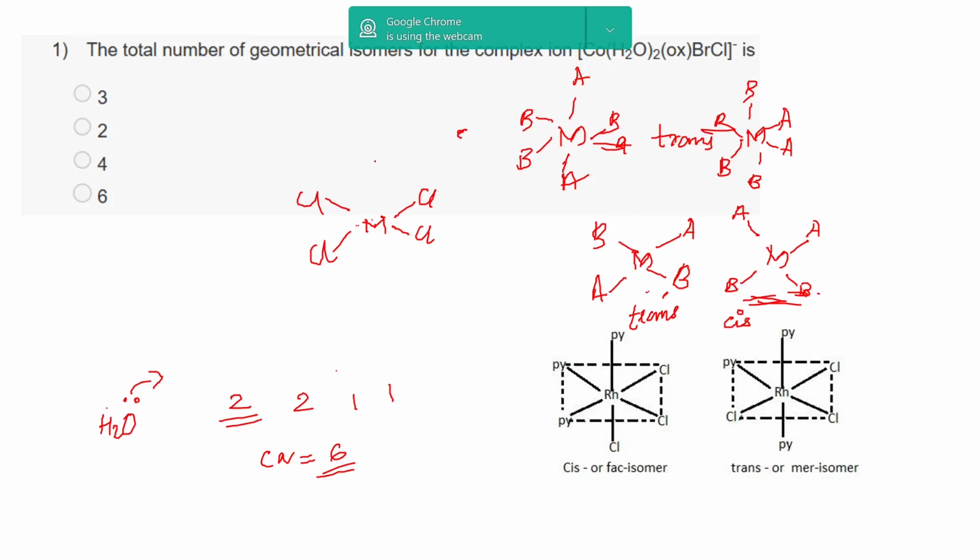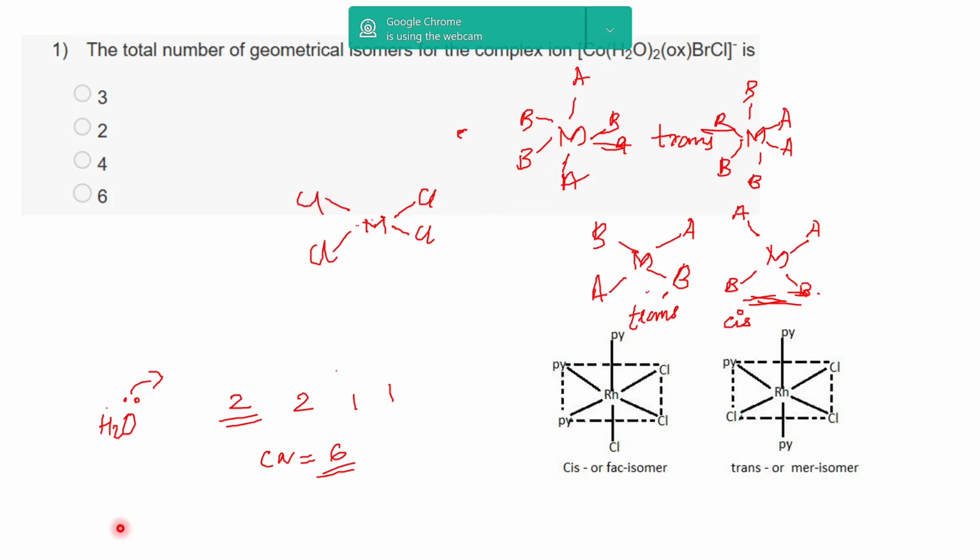Yeah. So we are looking at how many geometrical isomers we have for this complex. Before that, I just explained geometrical isomers are possible for square planar complexes and octahedral complexes generally, and this MCl is for a square planar complex, and you can have cis and trans.